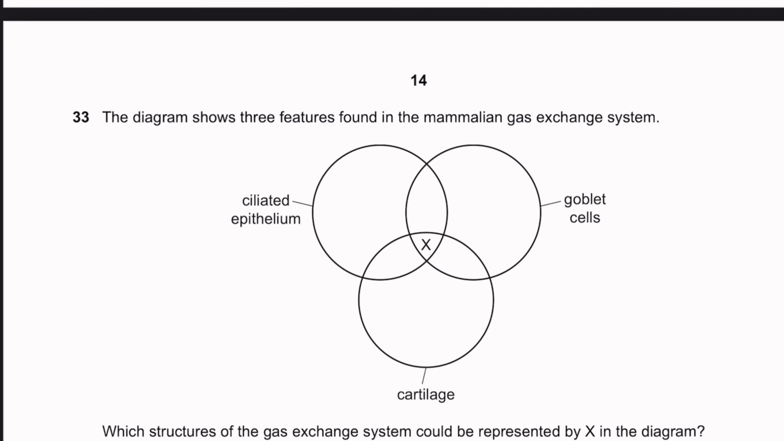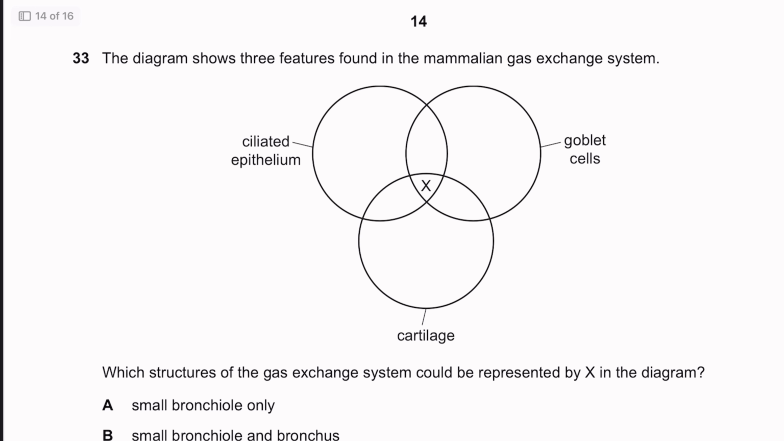Okay. 33. The diagram shows 3 features found in mammalian gas exchange system. Which structures of gas exchange system could be represented by the X in the diagram?